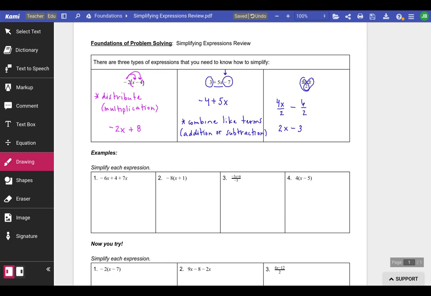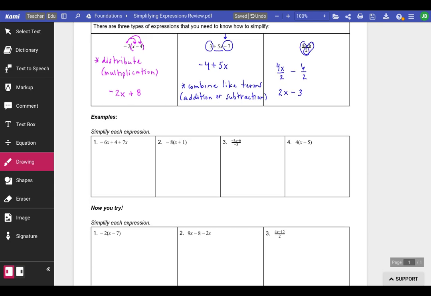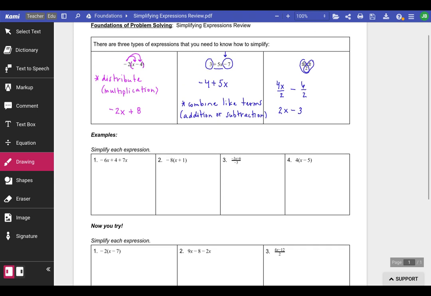So I'm going to go through a couple more quick examples, and then I'll have some that I want you to try before we move on to the next piece of this. When you're looking at examples, you need to decide which of those three skills you need to do. What I notice here is that there's no parentheses, so I don't need to distribute. There's no fractions to take care of.